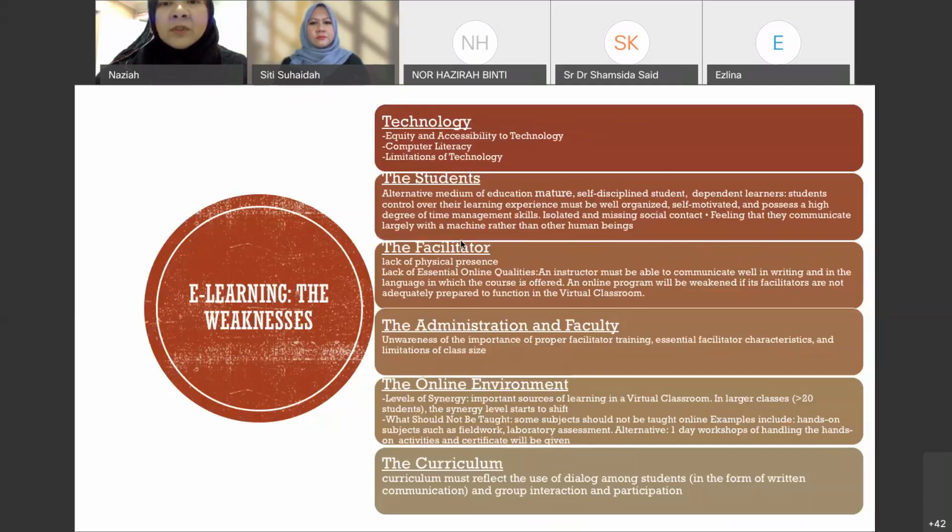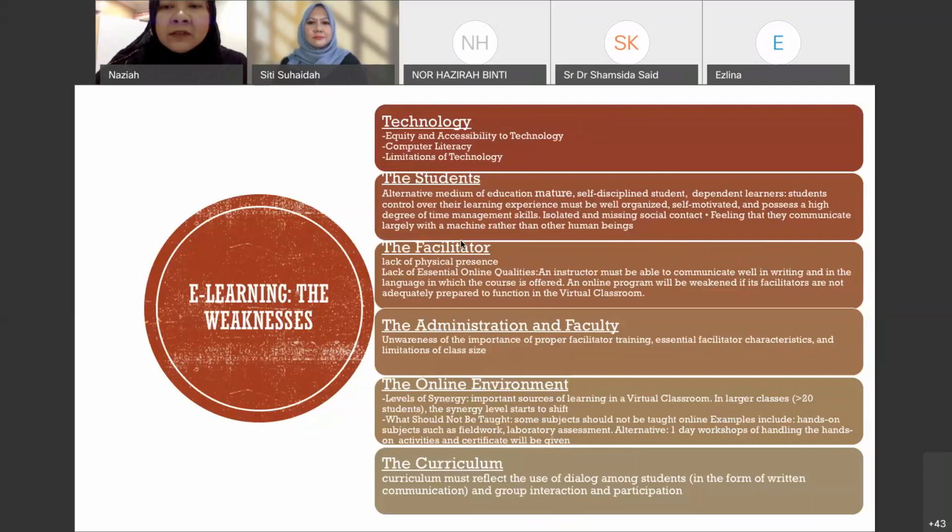So what should not be taught? Some subjects should not be taught online. Examples are hands-on subjects such as fieldwork and laboratory assessment, especially for the built environment, where we have a lot of fieldwork projects.